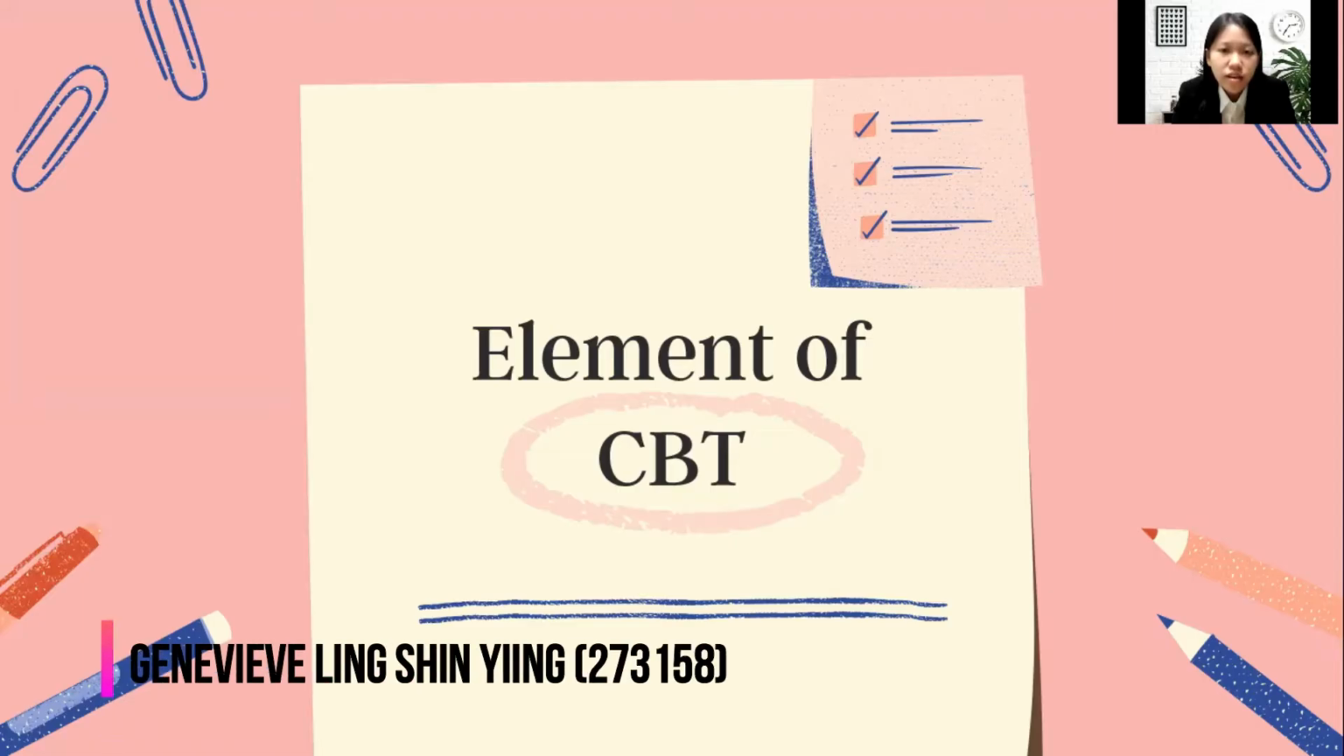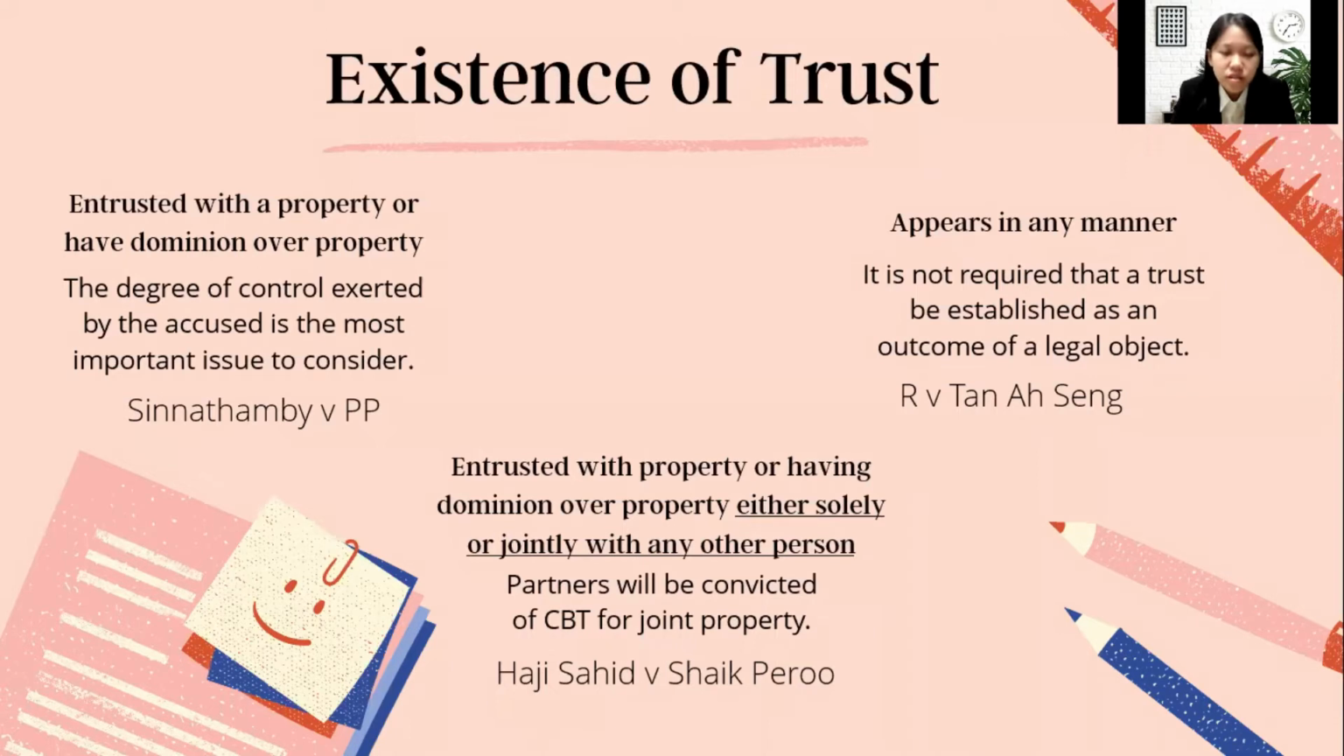Thank you. Today I'm going to talk about the elements of CBT. The first element of CBT is the existence of trust. The degree of control exerted by the accused is the most important issue to consider. Mere control is insufficient, since a person who has been entrusted with property will show the signs that they are in possession of it. This can be seen in the case of Signatory versus PP.